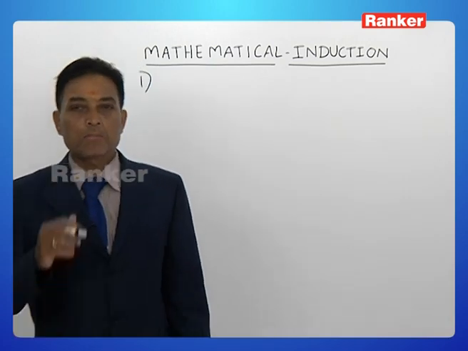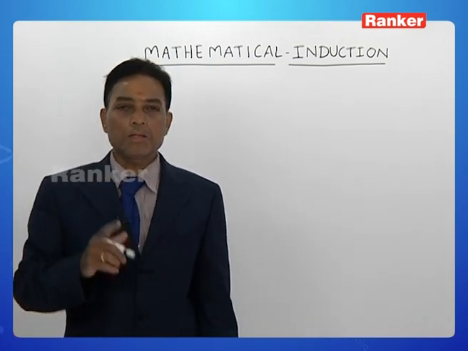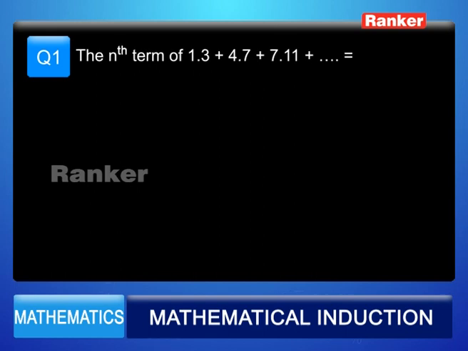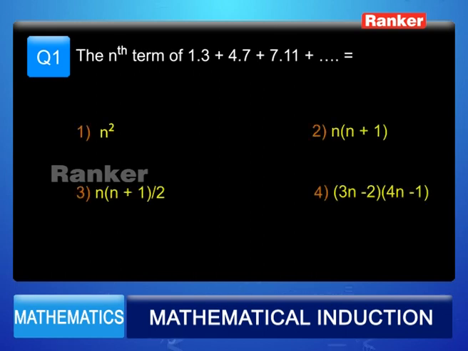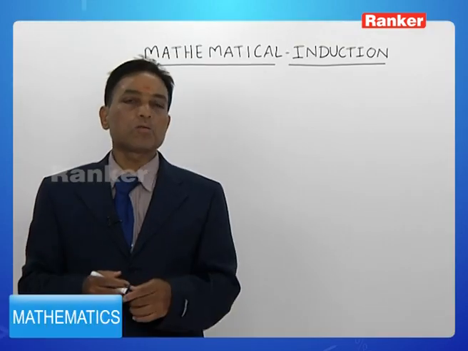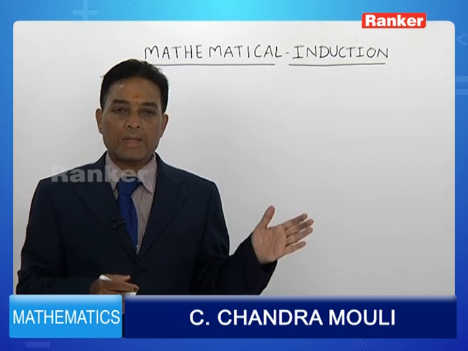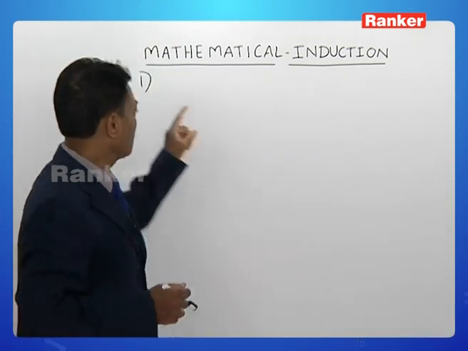Question number 1. Mathematical induction. Under that, the first question is: the nth term of the given series 1 into 3 plus 4 into 7 plus 7 into 11 and so on up to n terms. We have to identify what is the nth term. Of the 4 options given, the first option is n square, second is n into n plus 1, third is n into n plus 1 by 2, and fourth is 3n minus 2 into 4n minus 1. Let us see what is the right answer and right option to question number 1.